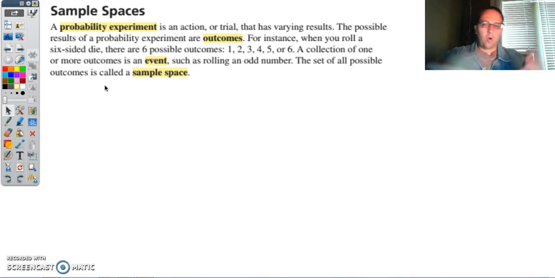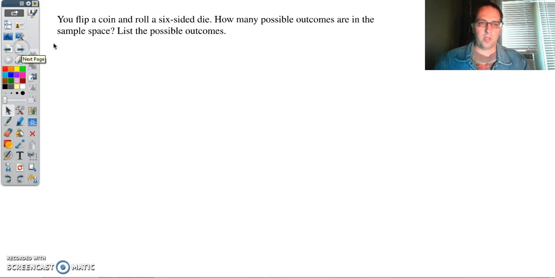Now, the set of all the possible outcomes is called sample space. That's all sample space is. It's just a list of all your outcomes. So here, if we're going to flip a coin and roll a 6-sided dice, how many possible outcomes are there in the sample space? We want to list out the sample space.